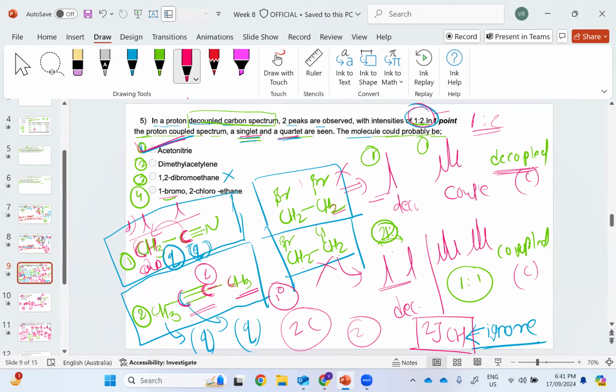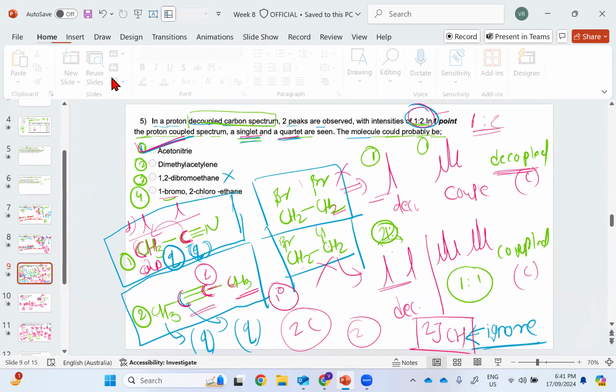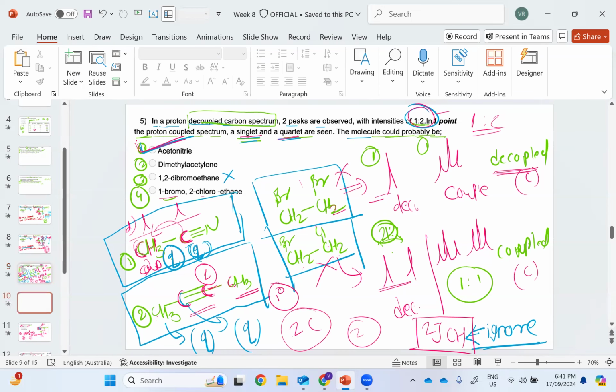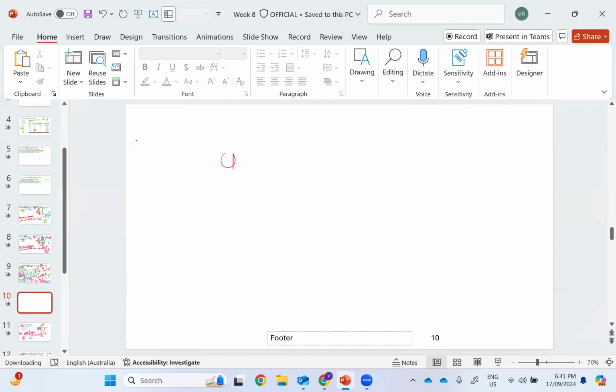If we just draw the 13C spectrum, let me insert one new slide. So let's take this same example, CH3, triple bond, C.